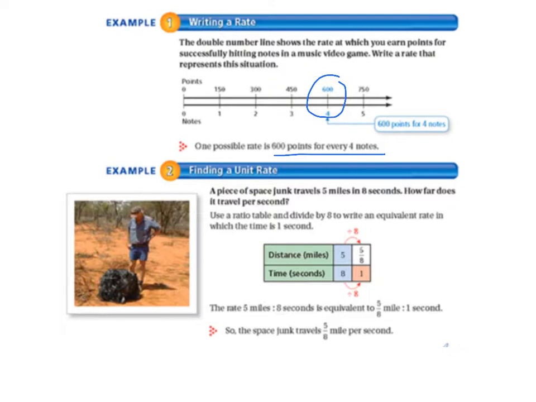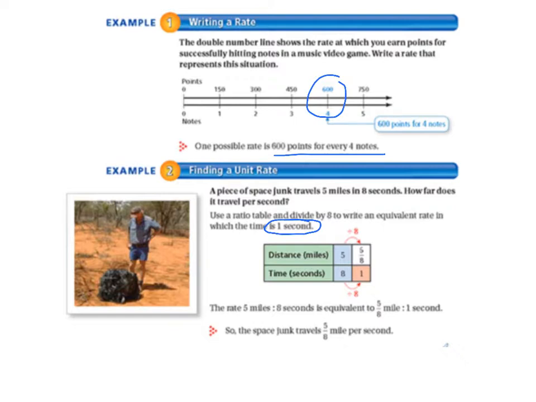Let's move on to example 2, finding a unit rate. A piece of space junk travels 5 miles in 8 seconds. How far does it travel per second? So we're going to use a ratio table and divide by 8 to write an equivalent rate in which the time is 1 second, because with a unit rate, remember, we want to have 1 in the denominator, or in the bottom part of our rate.